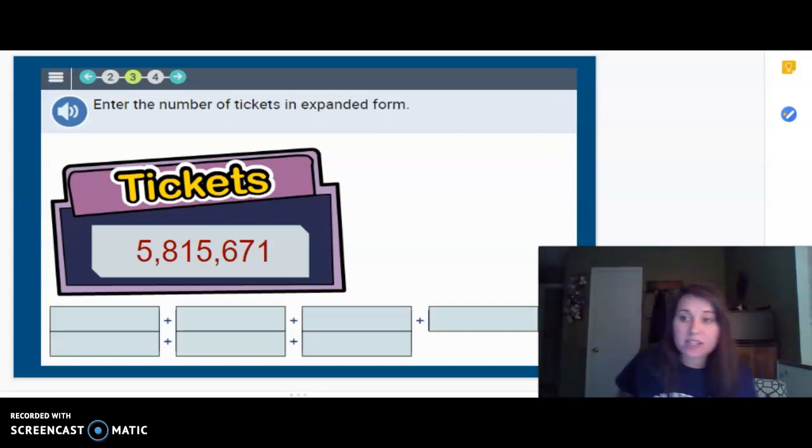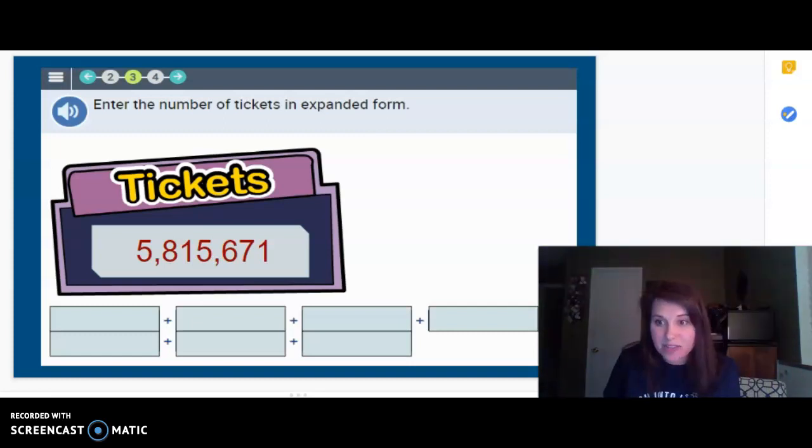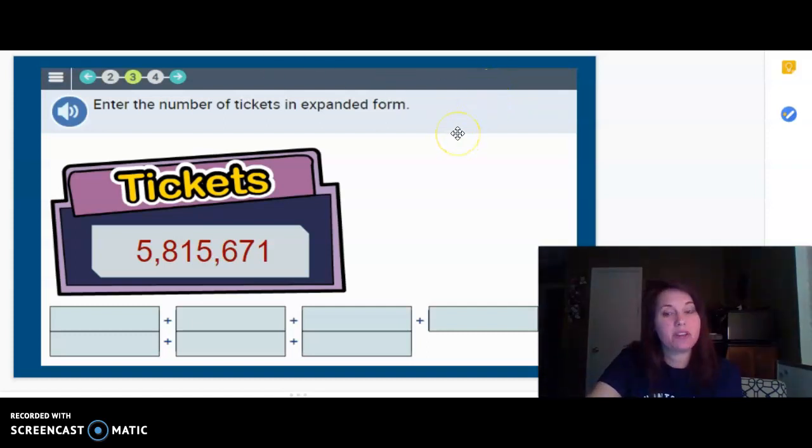You are expected to get on Path Blazers every day we have summer school, which I noticed yesterday, and we didn't really do so good on that. So this is exactly what you're going to be working on in your Path Blazers, but my number, I changed it so that it's a little bit different. So we're just going to be writing our number in expanded form.